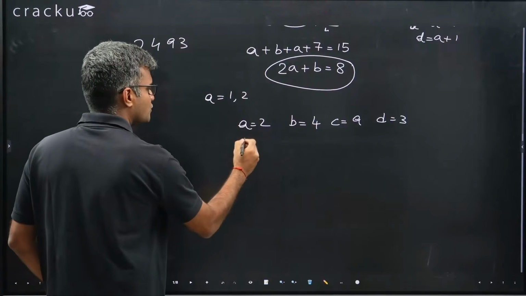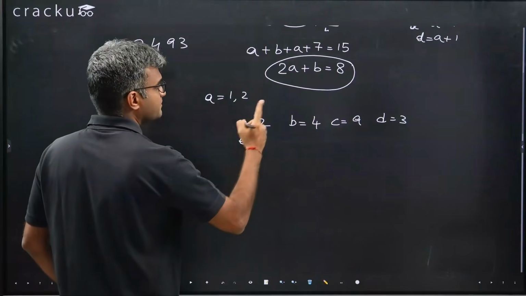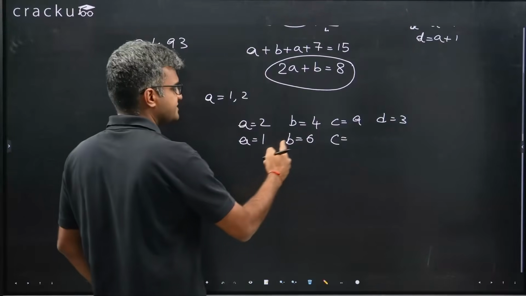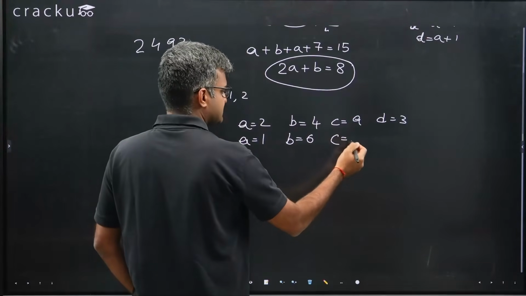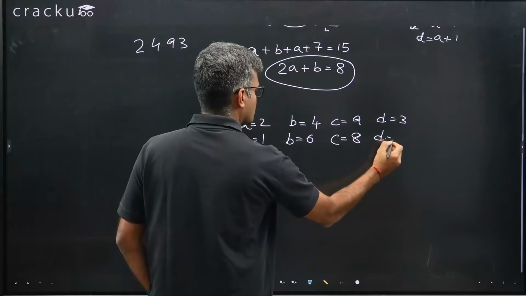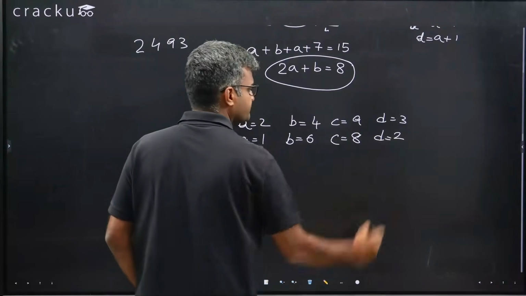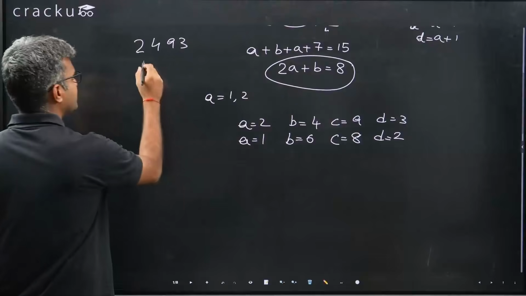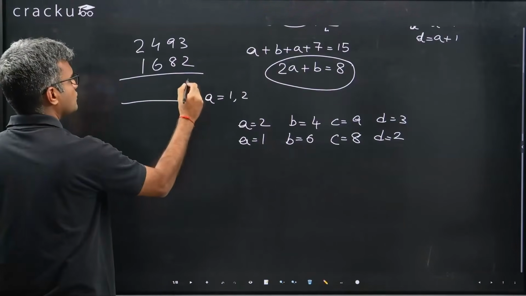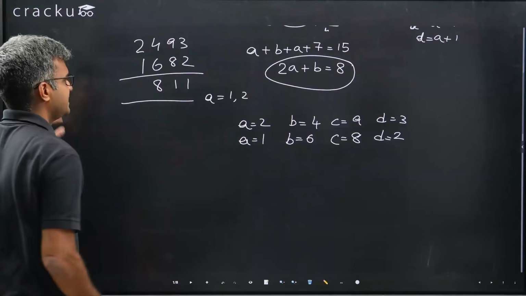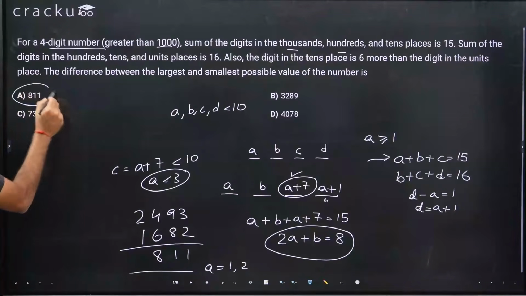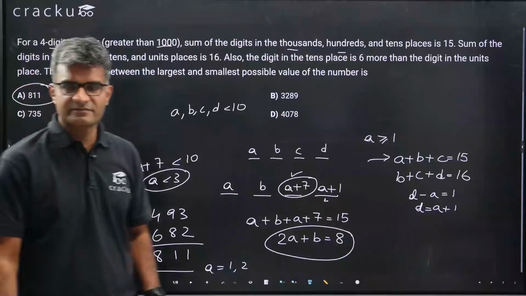If A is equal to 1, B will be equal to 6. C will be 7 more than A, so C will be 8, and D will be 1 more than A, which is equal to 2. And therefore, that number will be 1682. And the difference between both of them will be 1, 1 and 8, which is 811. So the answer for this particular question is option A, which is 811.